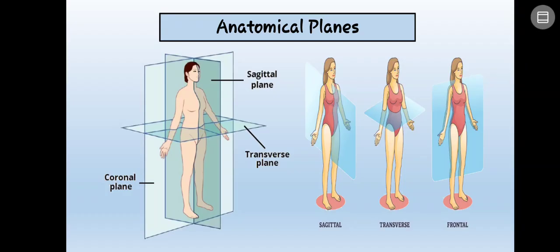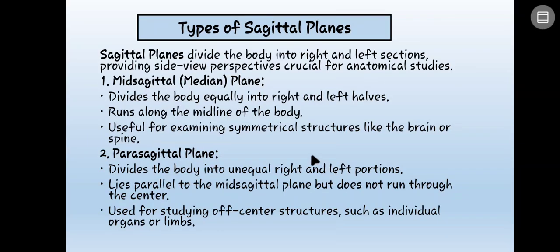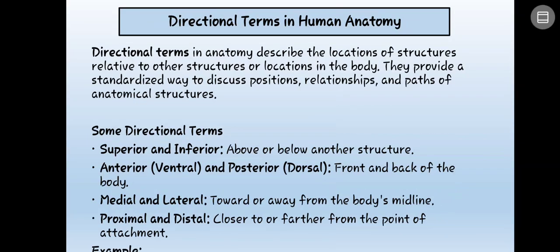Please keep it in your mind. A sagittal plane that divides the body into two unequal halves, we call it a parasagittal plane. But when it divides the body into two equal halves, we call it a mid-sagittal plane or a median sagittal plane or a median plane.